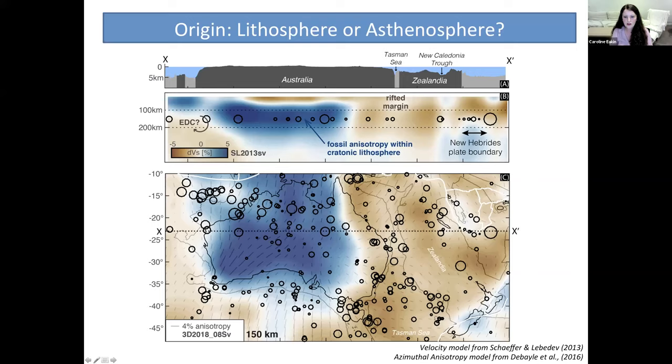But the tricky thing is all these scatterers beneath the Tasman Sea, so along eastern Australia and western Zealandia. At these depths, we're in the asthenosphere. The lithosphere is much thinner. Beneath eastern Australia, we think it's 70, 75 kilometers thick. So these scatterers must be telling us about something that's happening in the asthenosphere.